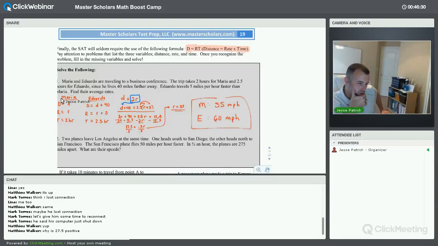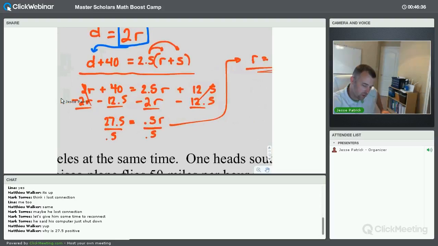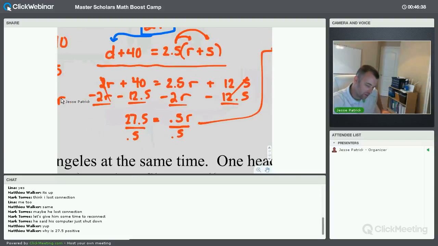You might ask, why is 27.5 positive? If you go back here, I subtracted 12.5 from 40. There was a positive 40 already, so 40 minus 12.5 should be positive. If I went 12.5 minus 40, it would have been negative, but I was going the other way around.